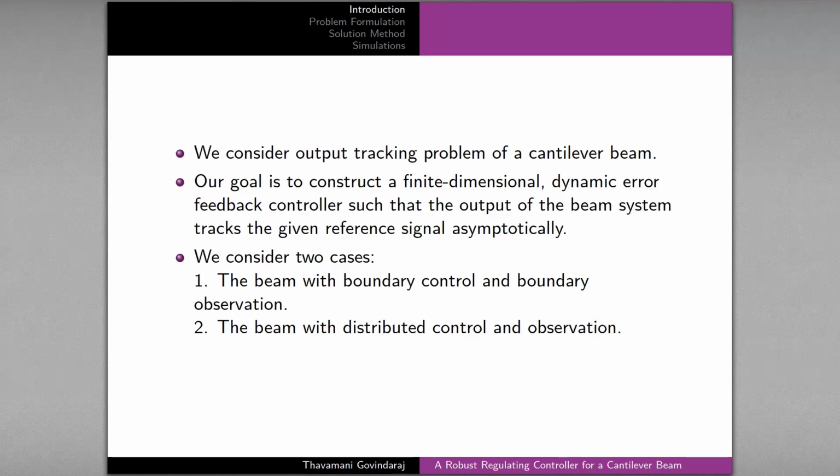We consider two cases. As the main problem, we consider the beam with boundary control and boundary observation. We also consider the case where the beam has distributed control and observation. In this talk, we will focus on the case where the beam has boundary control and boundary observation. Due to time limit, we will not focus on the case where the beam has distributed control and observation.